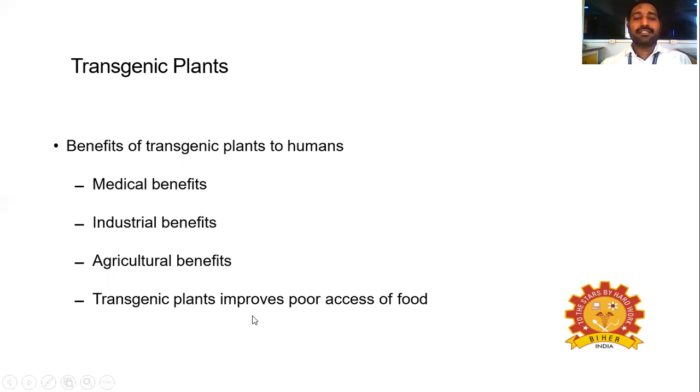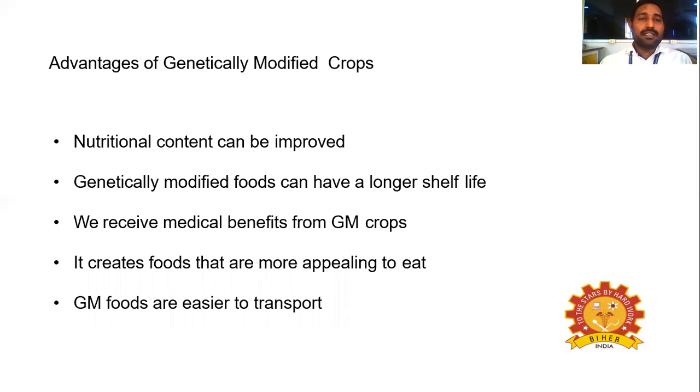Transgenic plants also improve poor access to food. For people living in poor countries, these transgenic plants can be grown in a very short duration and can produce a larger quantity, so we can eradicate poor conditions in particular countries.